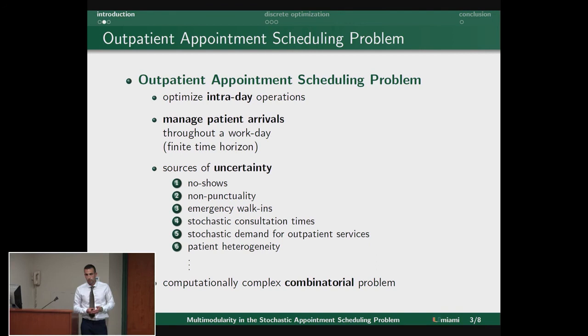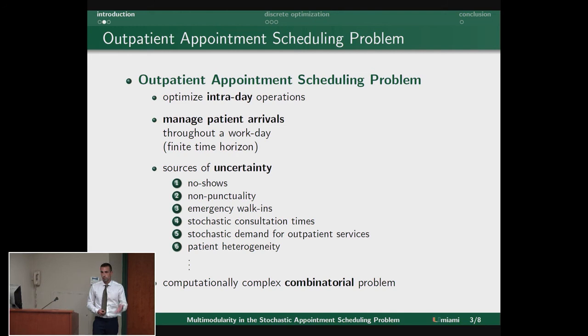So what makes this problem challenging? One of the factors that make this problem challenging is its highly stochastic nature. So outpatient clinics have to deal with many sources of variability, including patient no-shows, non-punctuality, emergency walk-ins, stochastic demand for outpatient services, stochastic consultation times, patient heterogeneity, and the list goes on. Moreover, the underlying optimization problem is often a computationally complex one.